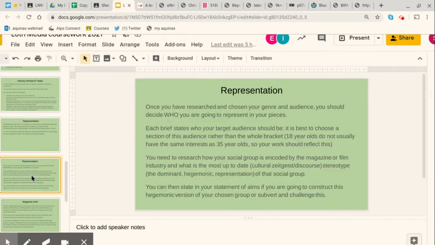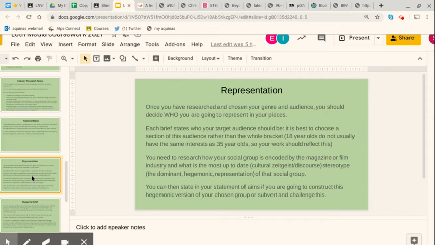Moving on from that, once you've researched and chosen your genre and your audience, you should decide who you're going to represent in your pieces. And by this, I mean choose a subsection of your target audience. Both the film and the magazine brief this year are aimed at an 18 to 35-year-old audience. The best thing to do, we tend to advise, is to choose a subsection of that age bracket, because largely 18-year-olds don't usually have the same interests as 35-year-olds. So your work should reflect this.